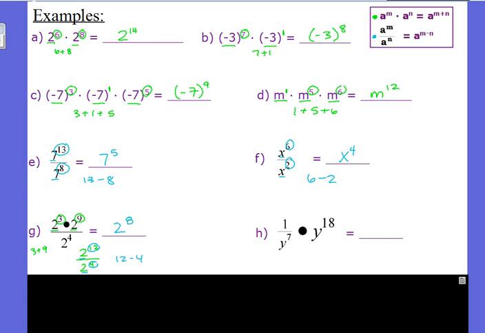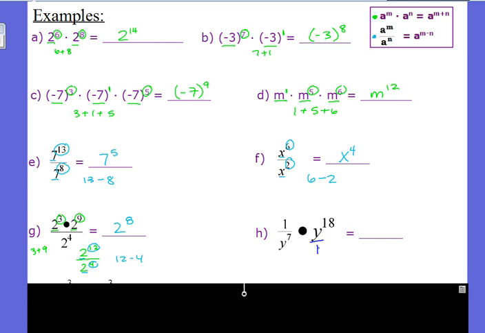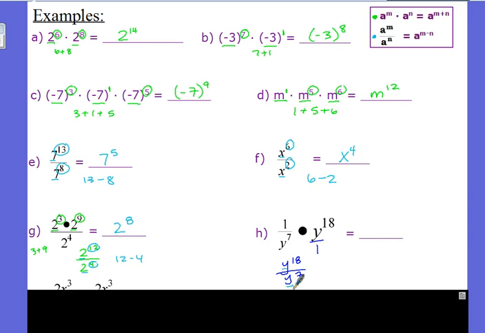Okay, over here I have a fraction times a whole number, so I need to make that whole number into a fraction by putting it over 1. When I multiply numerators and denominators, I get y to the 18th over y to the 7th. Now I see division with the same base. I've got y over y, so I take their exponents, 18 and 7, and I subtract them. I end up getting y to the 11th.